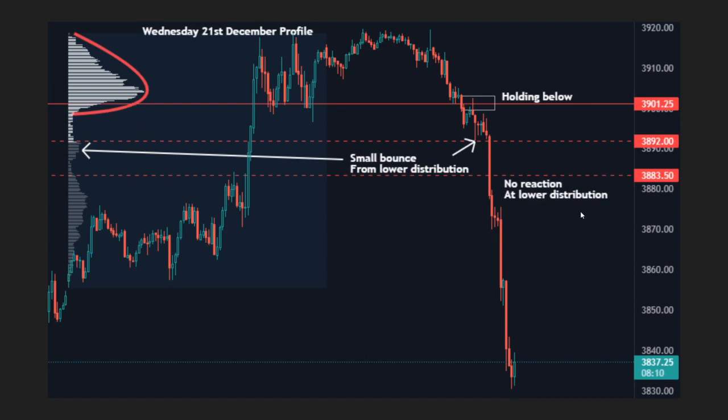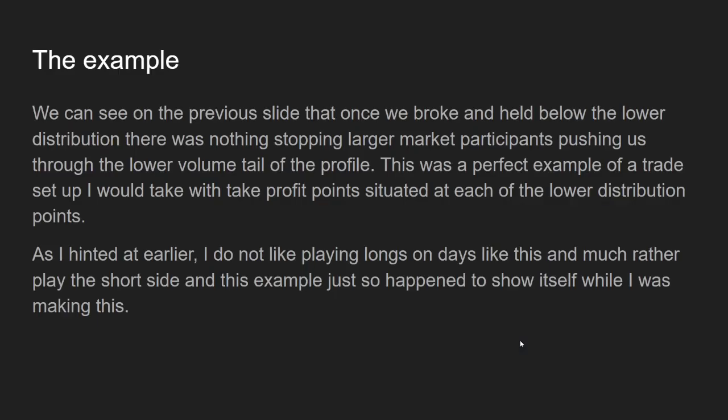There is no reaction at these lower distributions. The only distribution that really gives a reaction is obviously the main one, and then a smaller bounce from the lower one. We get no reaction at all from the lower distribution, and we waterfall quite a lot of points. That's the example.